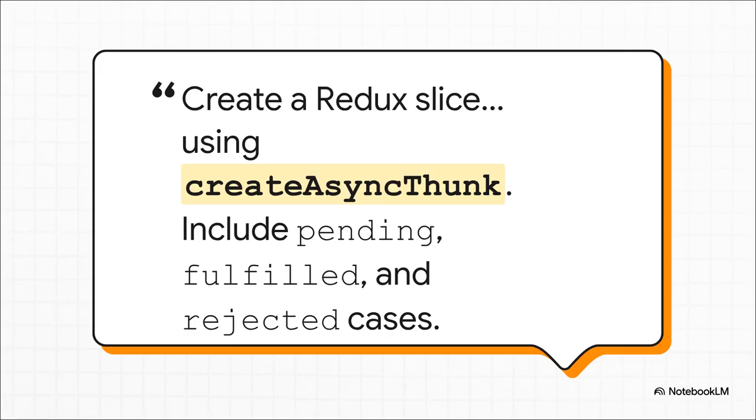And the prompt just nails it. By using the right keywords, Redux Toolkit, createAsyncThunk, pending, fulfilled, rejected, we're speaking the library's native language. This helps the AI generate code that's not just correct, but idiomatic, so it'll slot perfectly into our existing Redux setup.